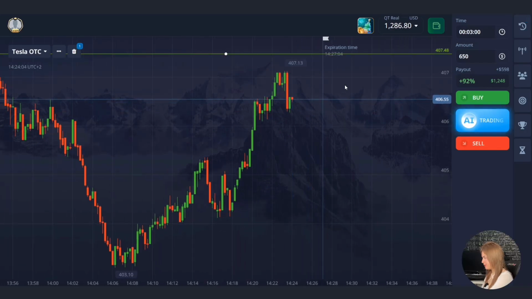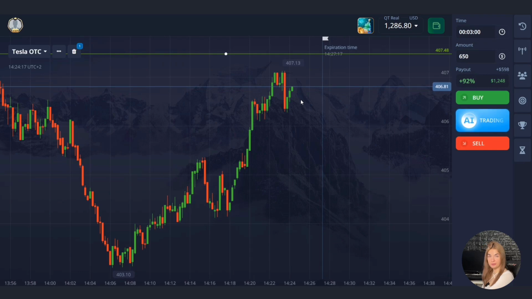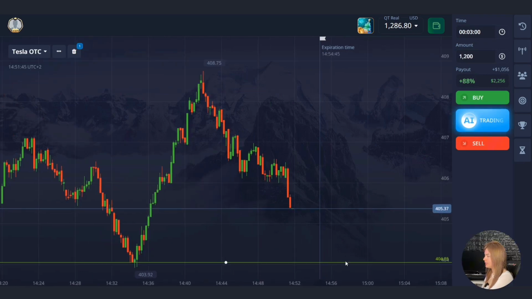Well, guys, it's not bad at all. The price has really continued to move towards the level and we got the profit here. There was also a reaction from the resistance area. There was a pullback down and we managed to work on this upward movement, guys. Let's continue.